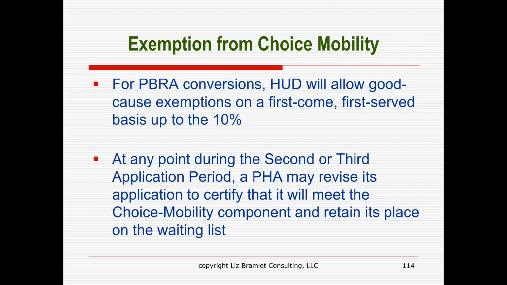So if that happens to you, you may revise your application to say you will go ahead and meet the choice mobility requirement, and that way you will retain your regular place on the waiting list and they will not skip over you if HUD does not have any room under its 10% exemption cap. That's important for a lot of PBRA owners to get, because 10% is not that much for HUD to be able to give out under that exemption when you consider how large some of these PBRA projects are and how weird it is to have choice mobility in the PBRA world. So that's important for owners to get.